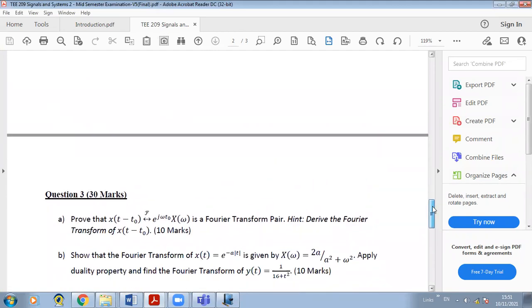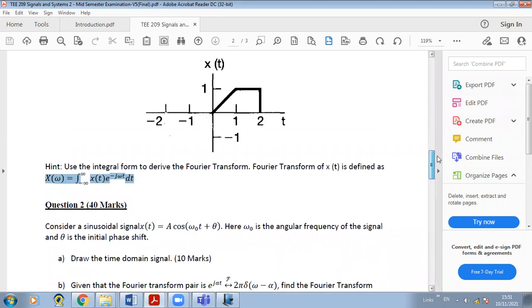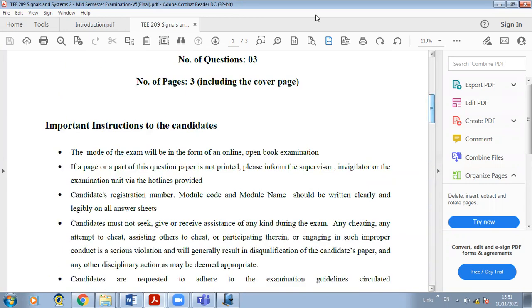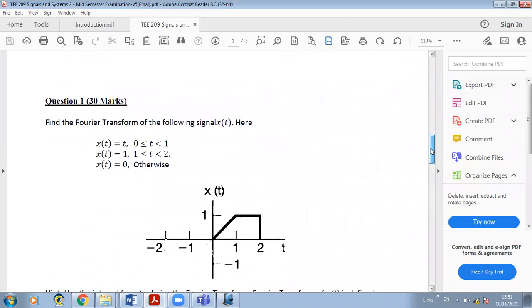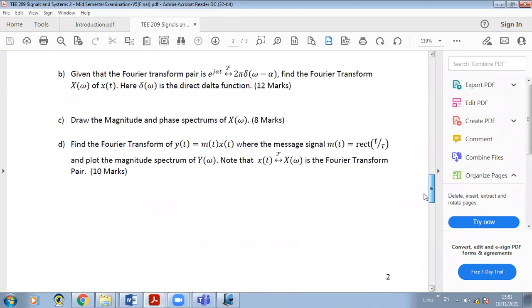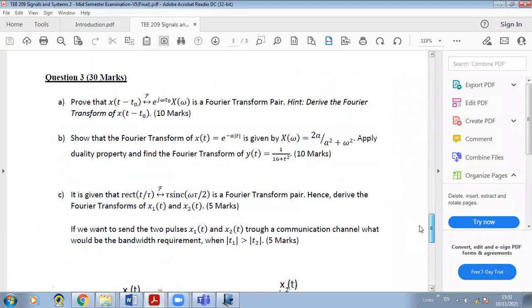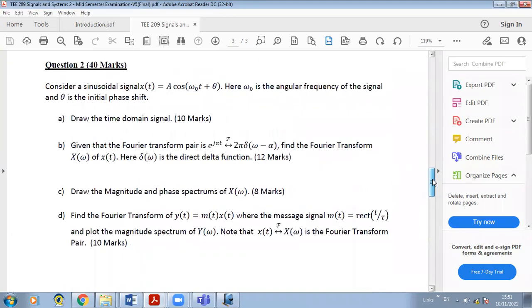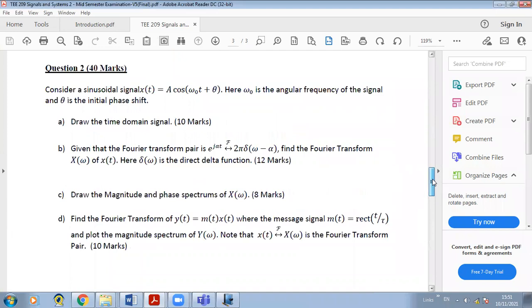Okay, we will move to our next question. I hope you can see my screen. I'm going to do question 2 of the mid-sem exam. It's also an easy question.